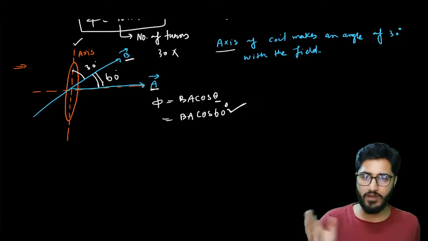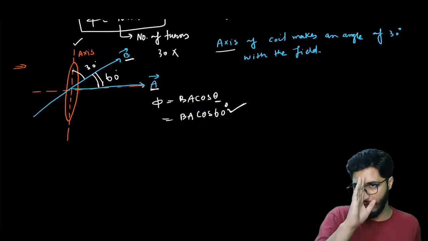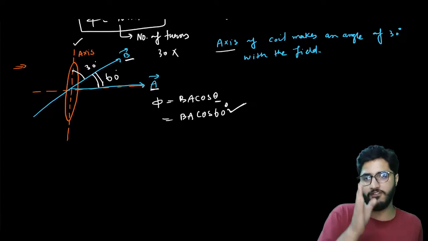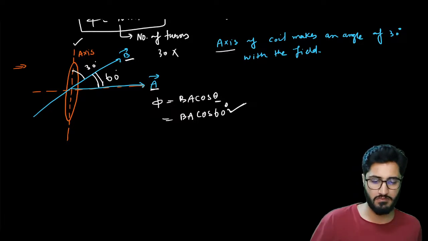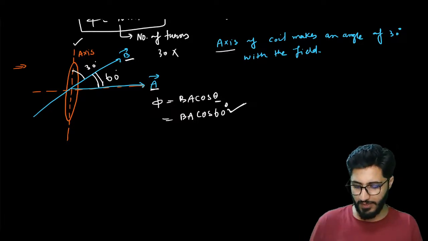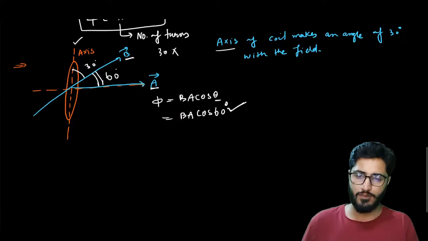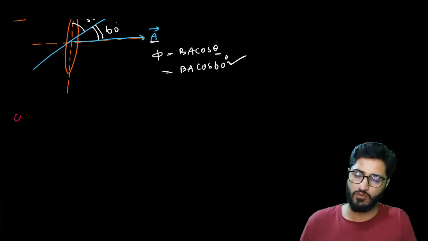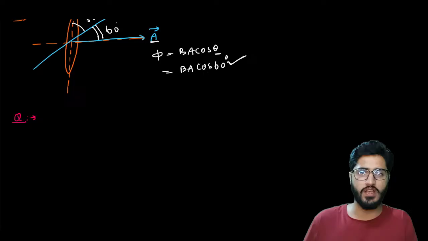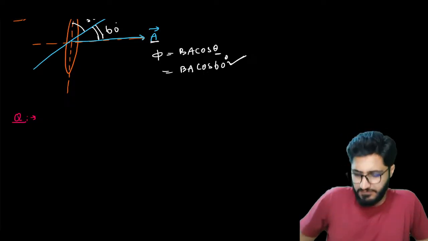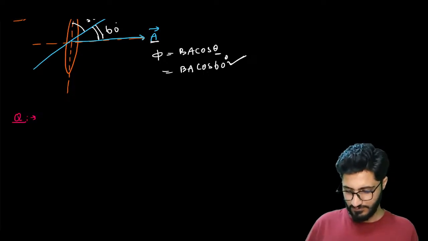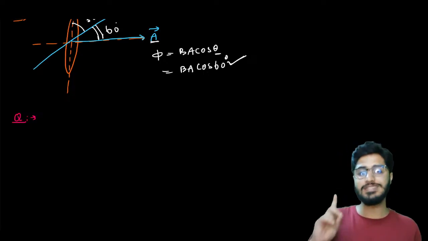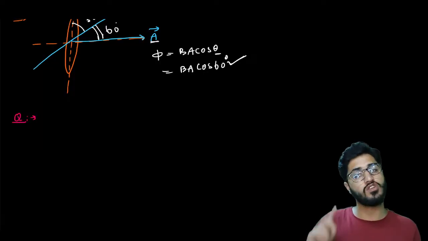Whenever you are dealing with these types of numericals, think about where the angle is given to you. Be very active in this kind of matter. Suppose we have a numerical. Am I going too fast? Theta is the angle between the area vector, which is always perpendicular to your plane, and the magnetic field B.